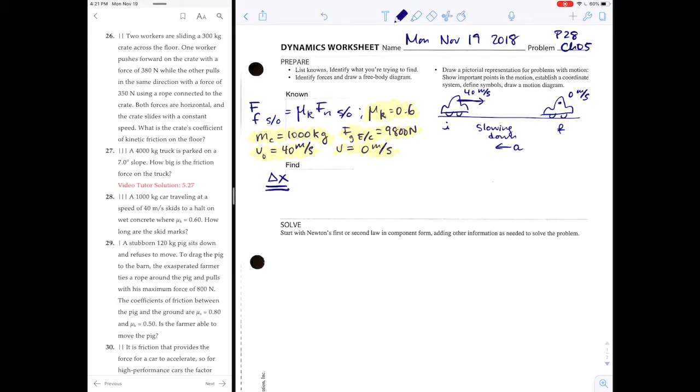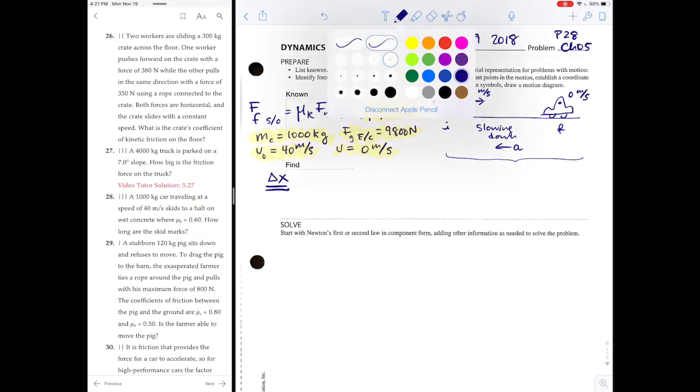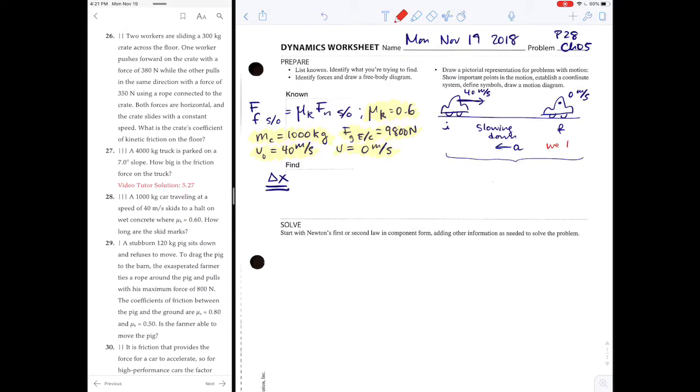We know the starting and ending velocities. We don't know its acceleration. We don't know anything about time. So let's write down what we don't know. We don't know acceleration or time. So we probably need at least one of those to be able to do something with kinematics.